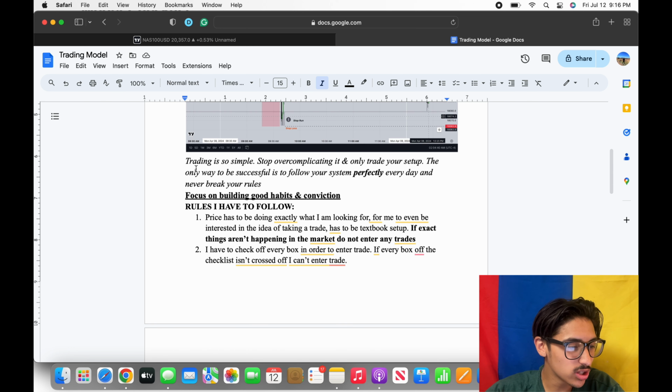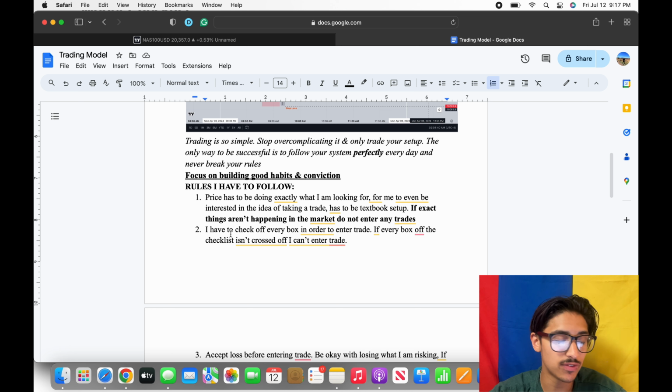That's just beautiful. So scrolling down, we can see here, I wrote this for myself like a month or 2 ago. Trading is so simple. Stop overcomplicating it. Only trade your setup. The only way to be successful is to follow your system perfectly every day and never break your rules. Obviously, trading is not simple, but now that I have a model, and especially one I know that works, all I have to do is follow that setup every day. I only need to trade one setup for life. Trading is simple now that I have a strategy that works. So that's what I mean by that.